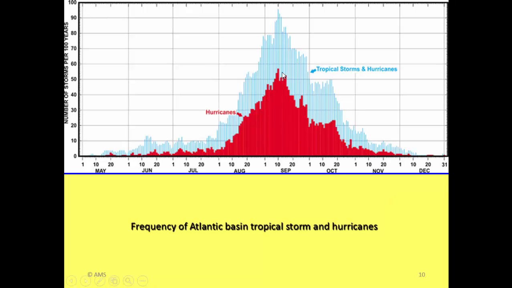Okay, now here are the frequency of Atlantic hurricanes and tropical storms. If you look at the peak here, you're going to see it's right around mid-September. So that's peak season, but it definitely carries on into October, into November, and occasionally even into December. Okay, so we can see a start season as early as May, but generally doesn't get up and going until August and September.